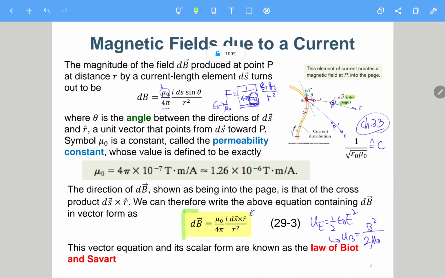We call this the law of Biot-Savart, or Biot-Savart law. Sometimes the textbook calls it Biot-Savart law, and sometimes the law of Biot and Savart. But anyway, it's just a law, so we cannot prove it. We just try to believe it is correct, just like Coulomb's law. It's also a law.